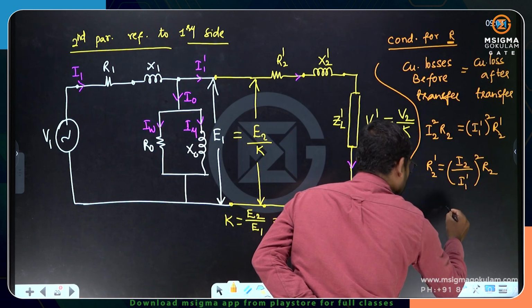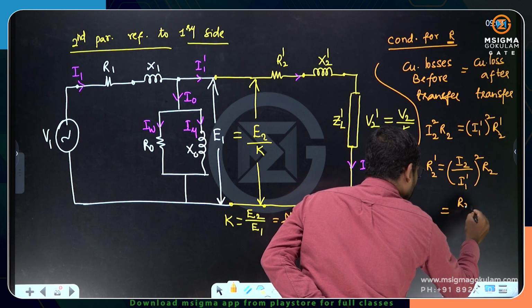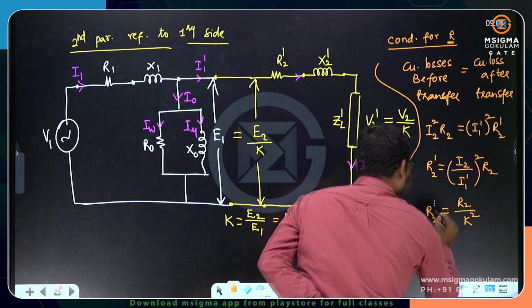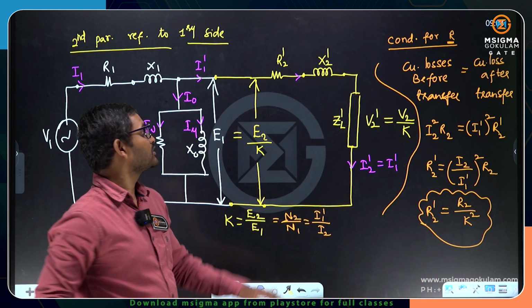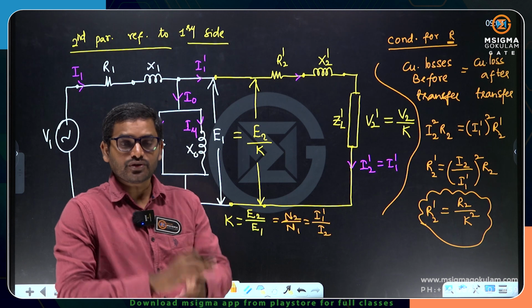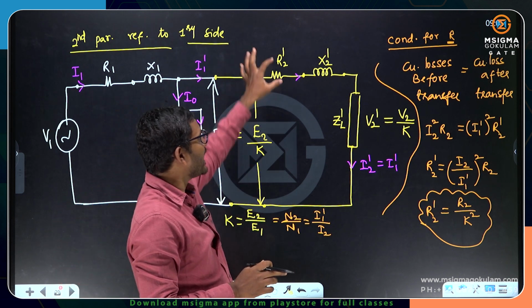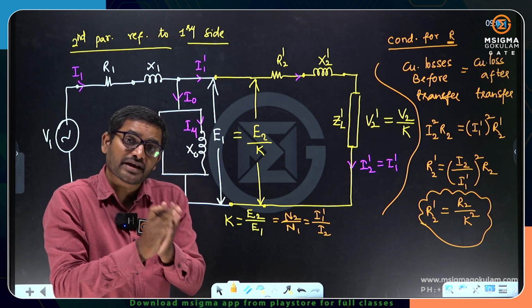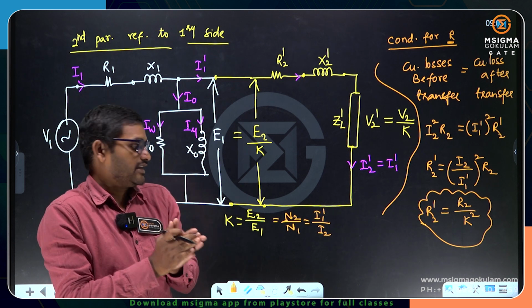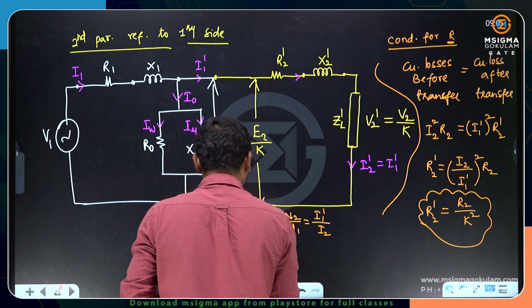1 by K whole square. So we will be getting it as R2 by K square. R2 dash is equal to R2 by K square. Now you see, if R2 dash is changed to R2 by K square, let us see whether the copper loss is the same as before or not.